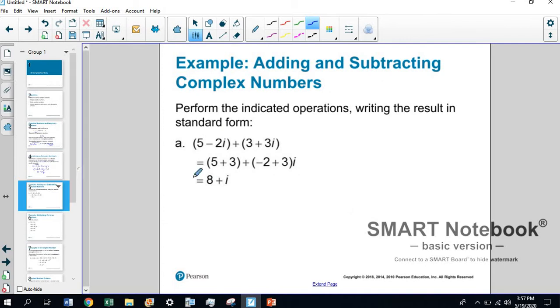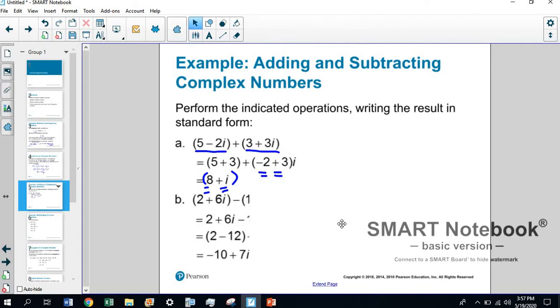So if you're adding 5 minus 2i, so this is one complex number, and this is a second complex number, when you add two complex numbers, you have to get a complex number. And so you take the 5 and the 3, you add those together, that's the real part, 8. You take the -2i and the +3i, and you pull the I out, and you take -2 plus 3, and you get -1, or +1, excuse me. And so you get 8 plus I. That's one number, and that's the answer when you add those two together.